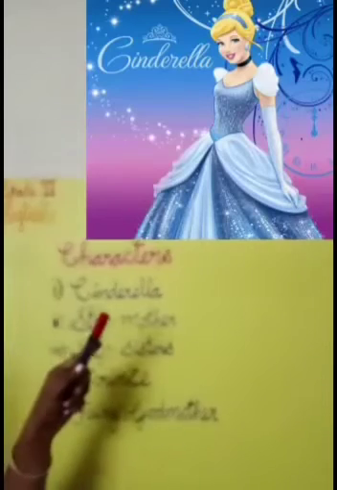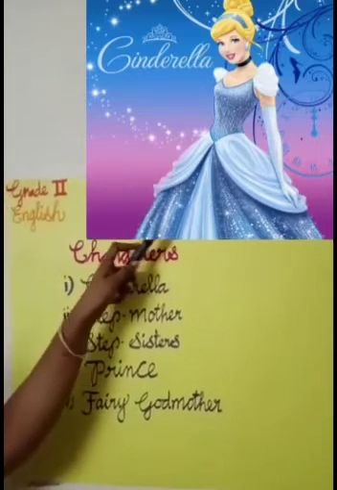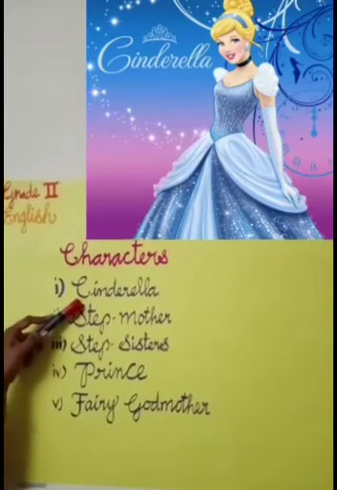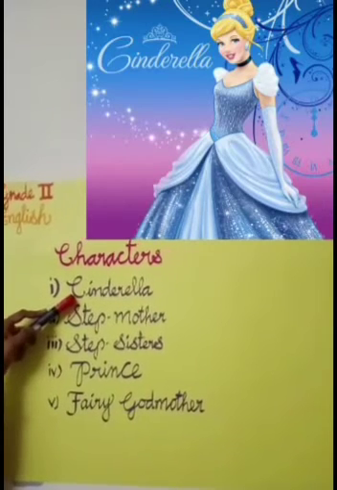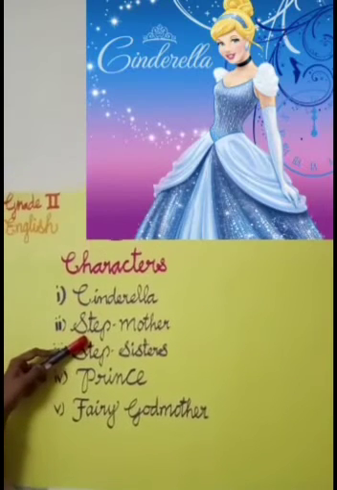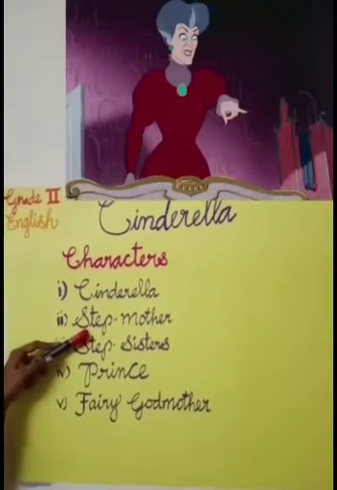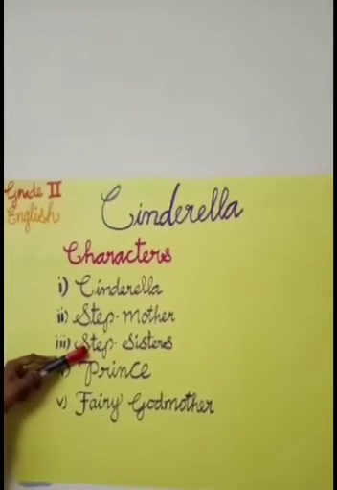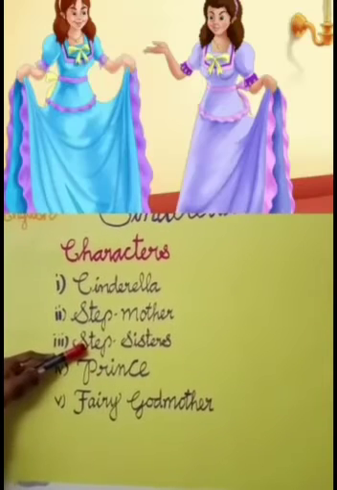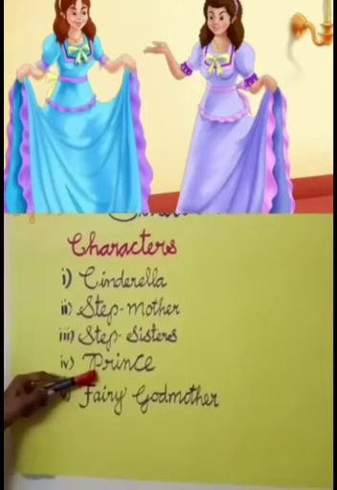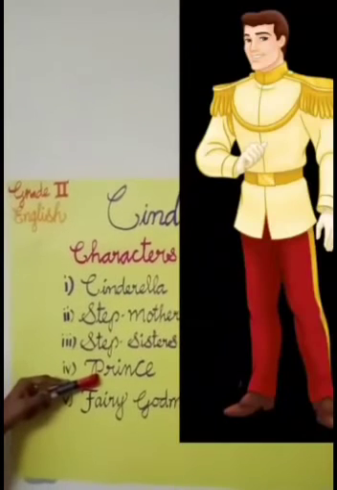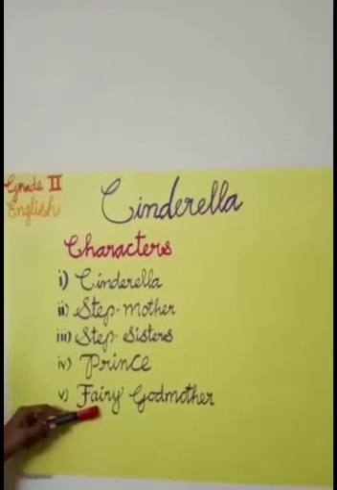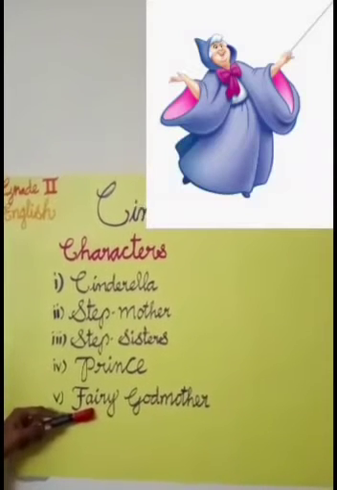First, let us introduce the characters from Cinderella. First character, Cinderella. She is a beautiful, loving, kind-hearted girl. The next character, stepmother. She is very cruel to Cinderella. The next character, stepsisters. They also ill-treated Cinderella. Prince. He loved Cinderella very much and he wished to marry her. Fairy godmother. She fulfilled all the wishes of Cinderella.